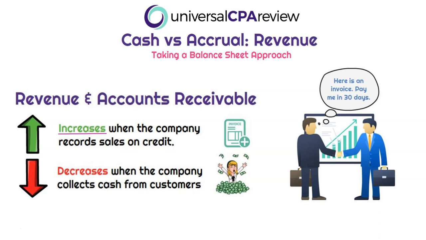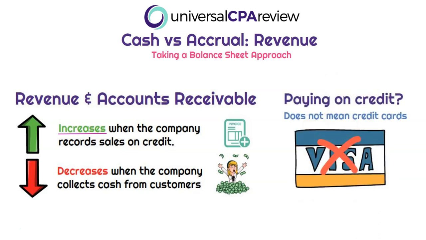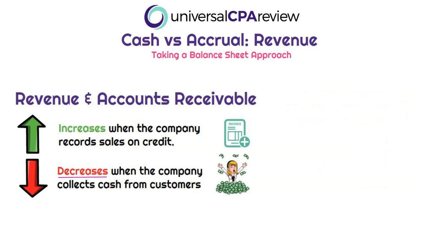So we would issue an invoice. Credit does not mean the use of credit card. Credit cards, for all intents and purposes, really just represent cash because then the liability is shifted to the credit card company, right? So when we think about credit, think about issuing an invoice and then the customer paying us back in the future. So what decreases accounts receivable?